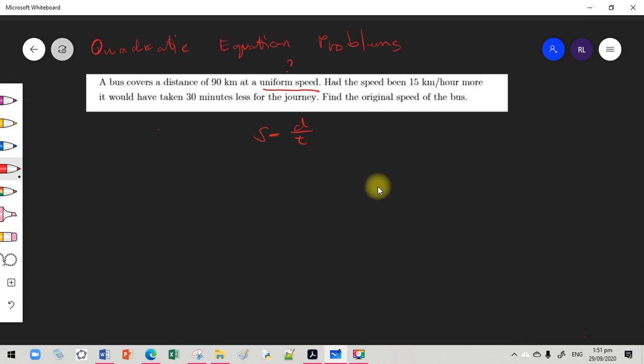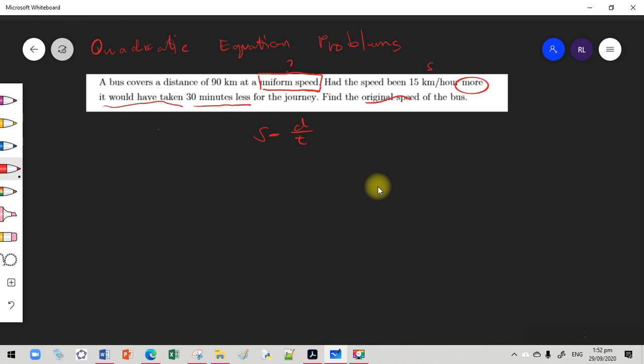Had the speed been 15 kilometers per hour more, so this is speed, it would take 30 minutes less for the journey. So find the original speed. What is this original speed it's talking about? It's actually this one.